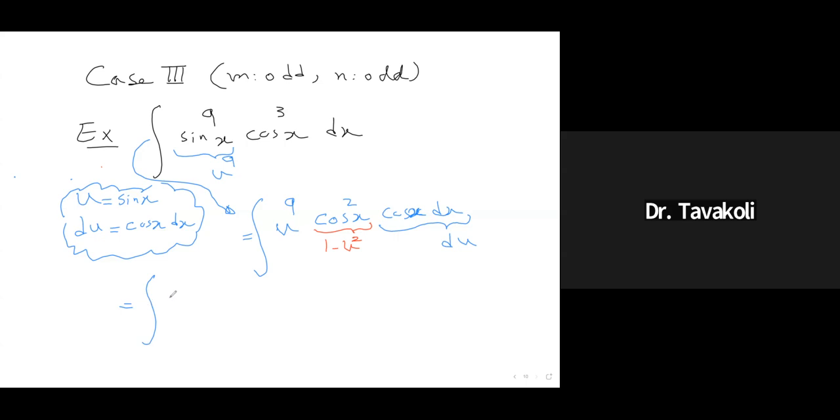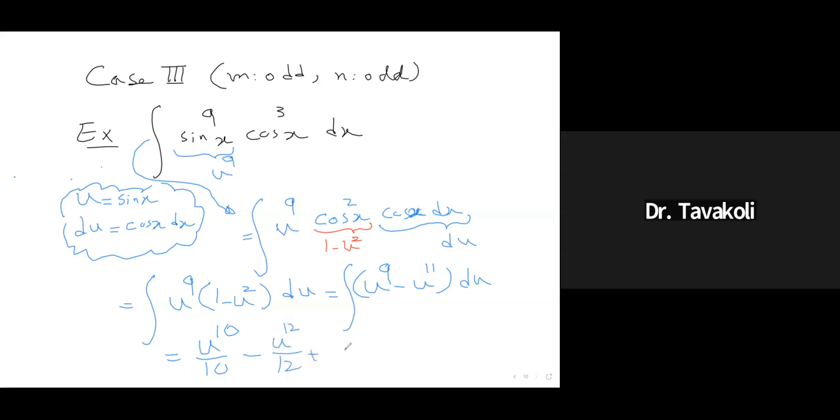So the integral becomes u to the 9 times 1 minus u squared du. Antiderivative, so before that, let me distribute u to the 9 over the parentheses. It's going to be u to the 9 minus u to the 11 du. Antiderivative of u to the 9 is u to the 10 over 10. Antiderivative of u to the 11 is u to the 12 over 12 plus c.